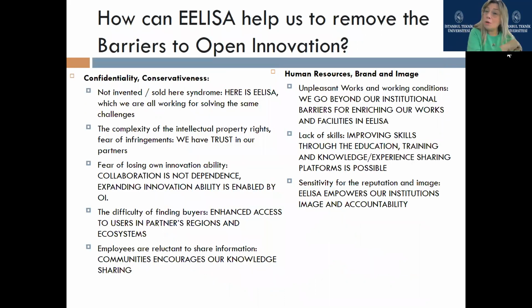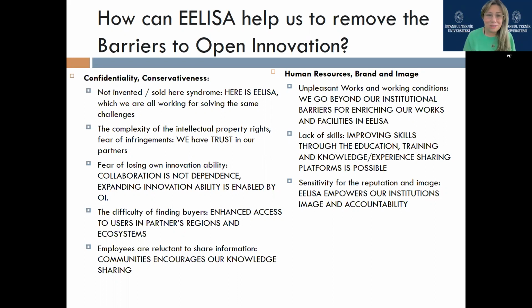So when we look back to ELISA, we see that ELISA aims to remove the not-invented-here syndrome, working towards the same challenges, because we say that they are grand. We cannot cope with them on our own. So we accept invented there, here, anywhere, it's okay. Another thing, trust for IP rights. So without trust, there's no alliance.